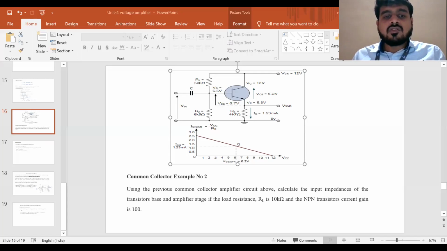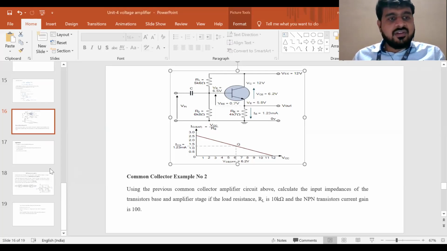So what will the input impedance be now? Input impedance is equal to R bias in parallel with Z base. What is R bias? Both R1 and R2 are in parallel; find R bias with respect to that. And when R bias is in parallel with Z base, again you take R bias into Z base divided by R bias plus Z base. Clear? Okay.